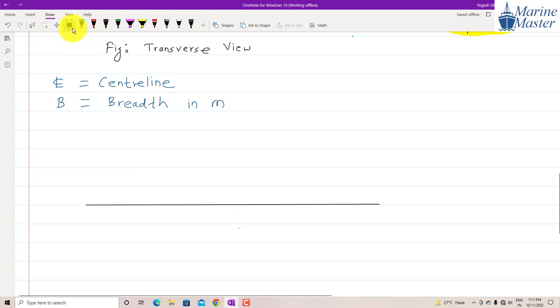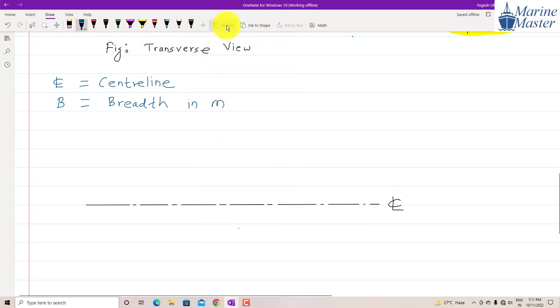And how to denote that center line, guys? Bigger line, then smaller line. Bigger line, smaller line. Bigger line, smaller line. In this way we are going to denote the center line. And I told you, the speciality of the center line is that the ship is always symmetrical about the center line.